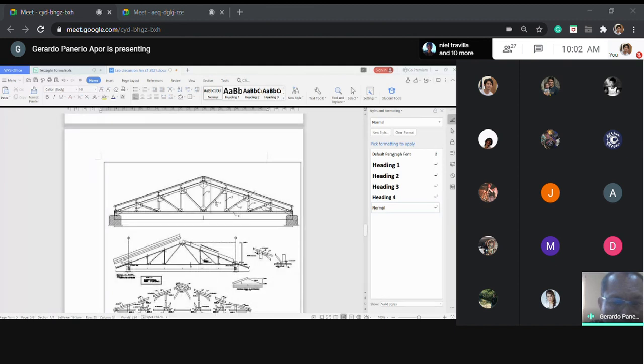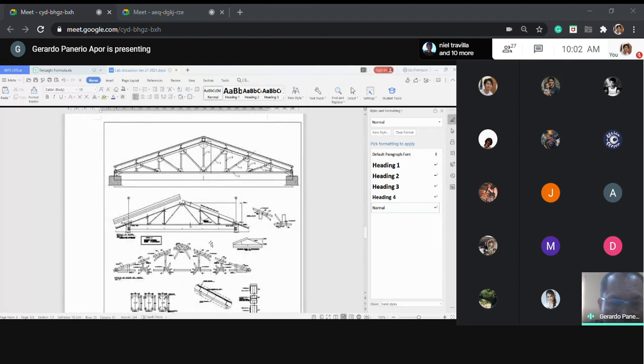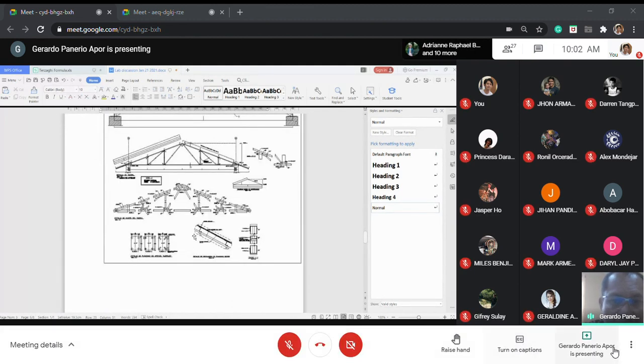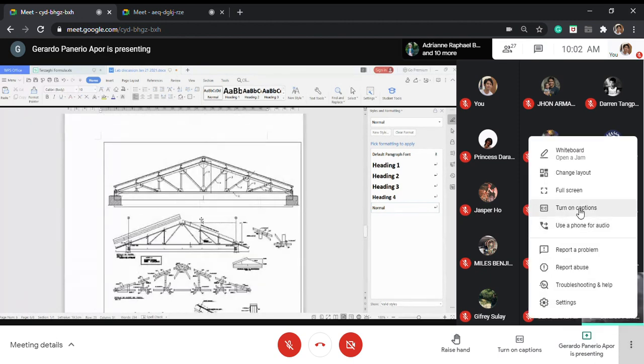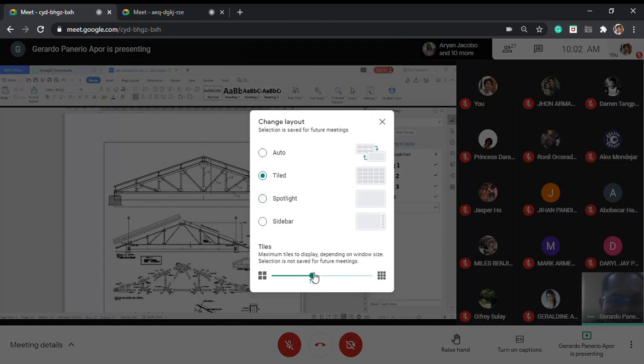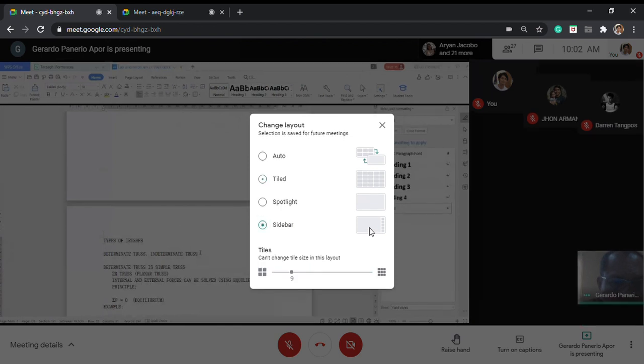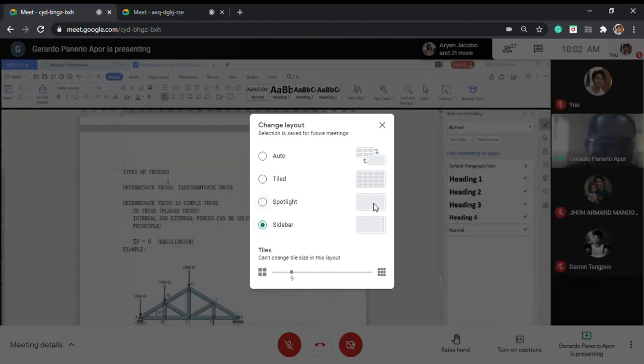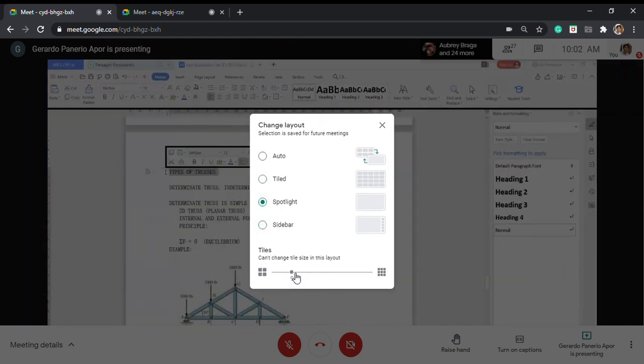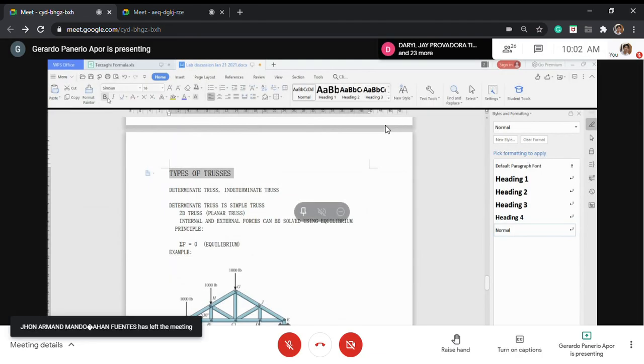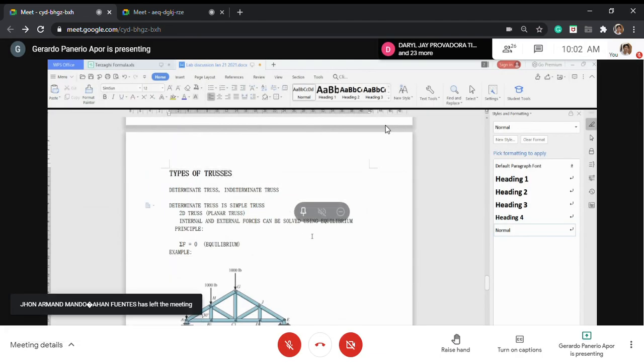So this one is a typical truss that we encounter in most situations. So there are only two types of trusses: the determinate truss and the indeterminate truss. What are the determinate truss and the indeterminate truss? Let's begin with the determinate truss.